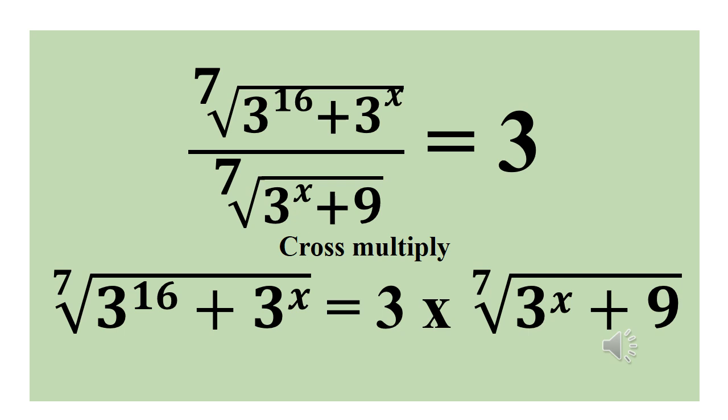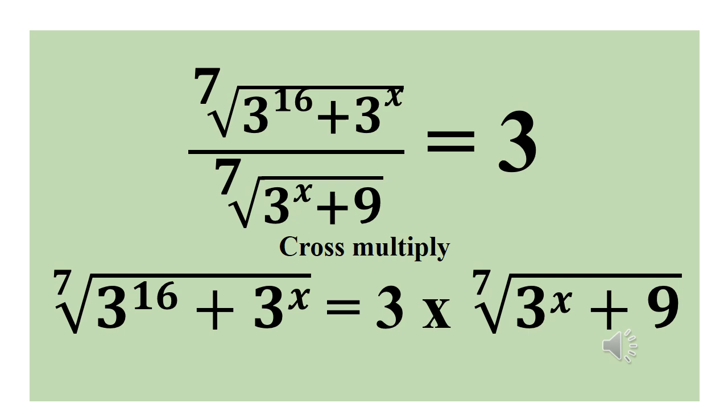So the question is: the 7th root of (3 raised to power 16 plus 3 raised to power x) all over the 7th root of (3 raised to power x plus 9) equals 3. So we have to find the value of x.